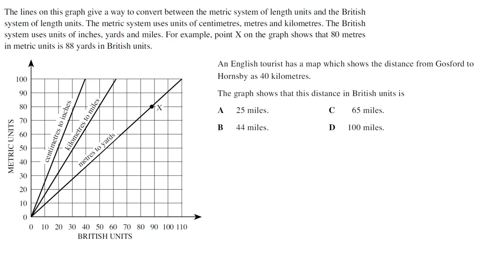In metric units, remember? So, we look at this line here, which is kilometres to miles. We look and say where 40 kilometres will be found, here. We go across to our line, and then we see to convert to the British units in miles, we run down the column to here. And it shows this distance in British units is actually about 25 miles, so our answer here should be A.